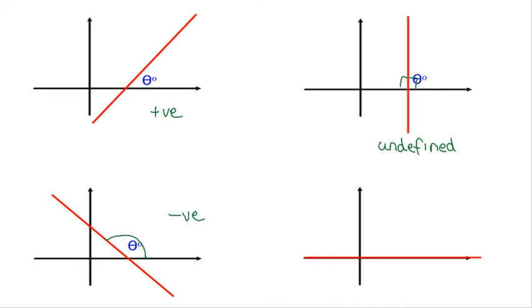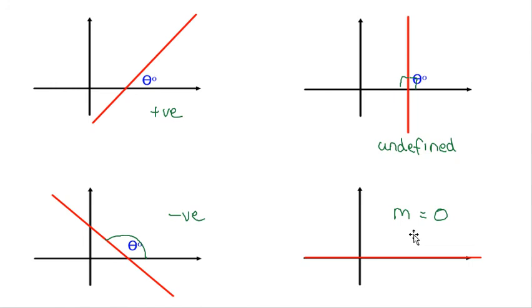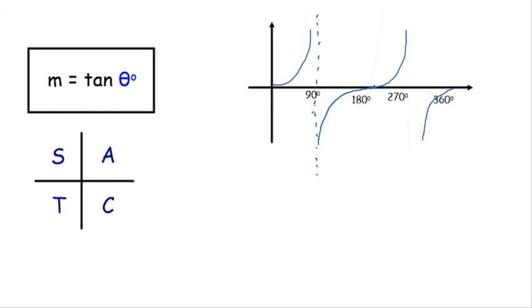And in this case, we just have a horizontal line which has a gradient of 0. And again, I'll just check my tan graph. At 0 degrees, the tan graph is at 0, and at 180 degrees the tan graph is again at 0. So the gradient is 0. So just showing a connection between the gradients of our lines and what we know about the tan graph.